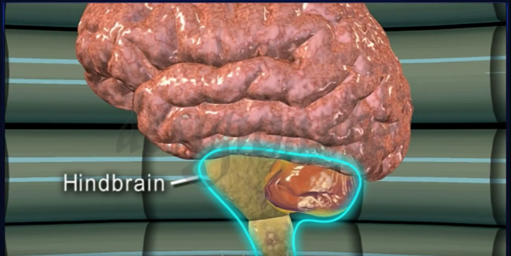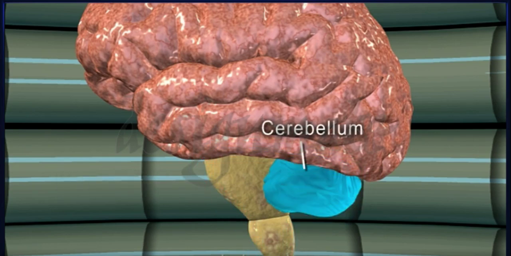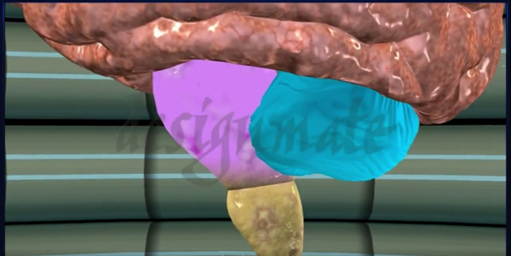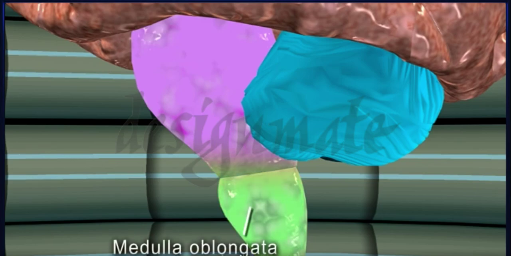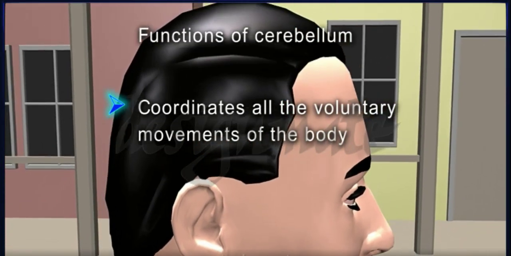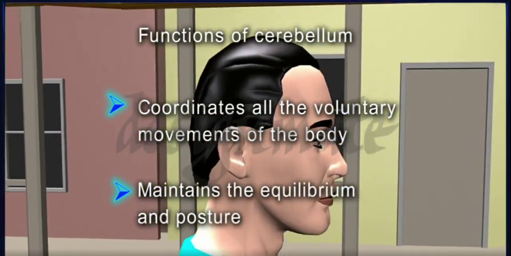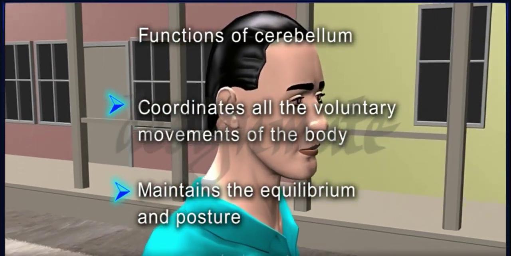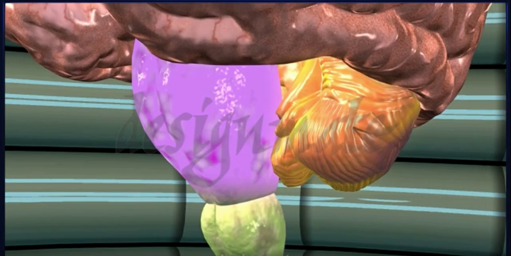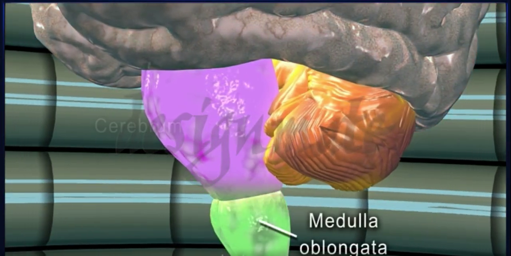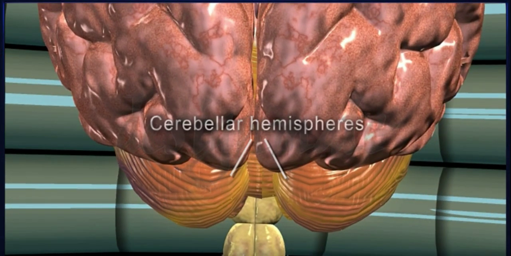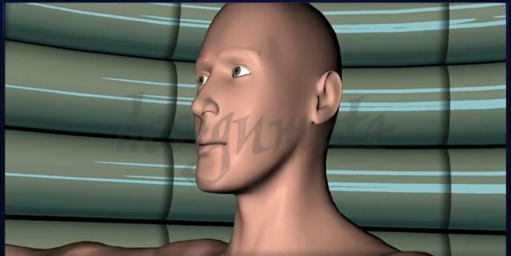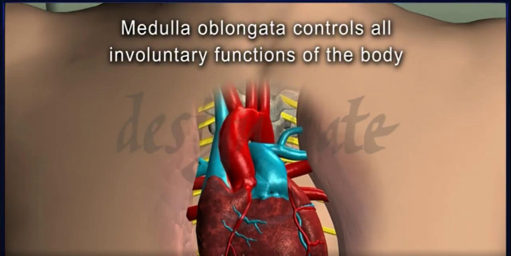The hindbrain has three parts: the cerebellum, pons varolii, and medulla oblongata. The cerebellum coordinates all voluntary movements of the body and also maintains the equilibrium and the posture. The pons form a bridge between medulla and the cerebrum. Its nerve fibers connect the two cerebellar hemispheres, thereby coordinating muscle movement on two sides of the body. The medulla oblongata controls all involuntary functions of the body.